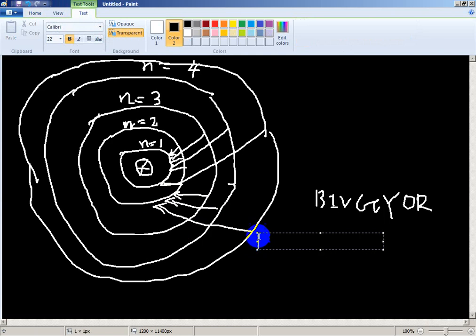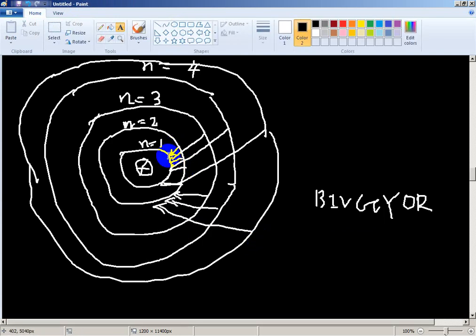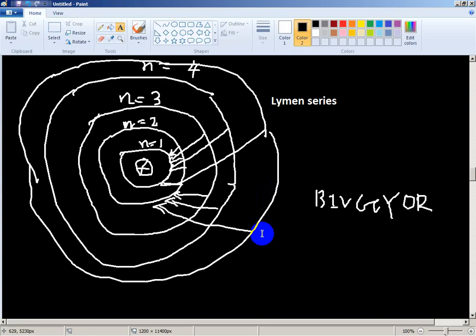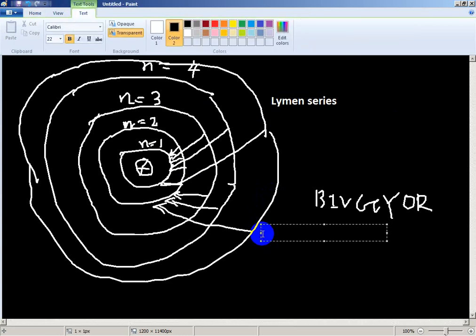When all come to n equal to 1, n1 equal to 1, it is called the Lyman series. What is it called when all come to n equal to 2, n1 equal to 2? What is this one called? Are you listening to me?